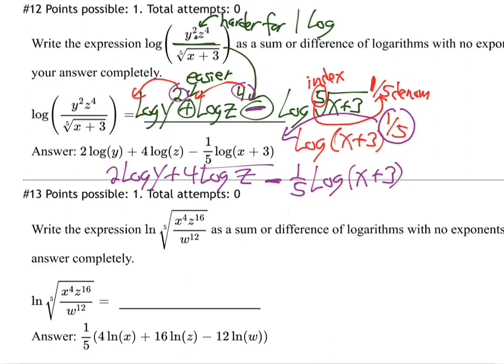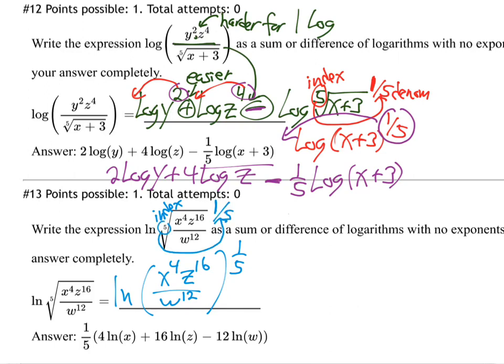Okay, let's look at 13. 13 is similar, but a little bit different. On 13, notice we have this index 5 over the entire fraction. There's an invisible 1 power up there as well. So what that means is we can take this whole thing, x to the 4th, z to the 16th, w to the 12th, to the 1/5. You can take that 5 and swing it back there to the denominator. It's the root over the whole fraction, so it becomes the fractional power over the whole fraction.